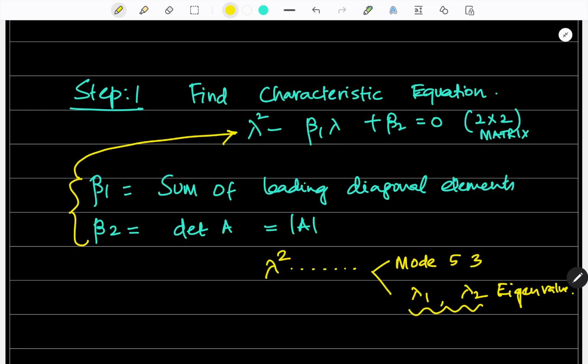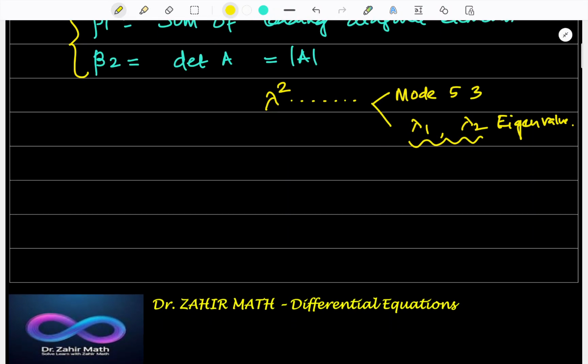Again, I'll repeat. First step is you need to find the characteristic equation. What is the characteristic equation for a 2 by 2 matrix? Lambda square minus beta 1 lambda plus beta 2 is equal to 0. What is beta 1? Sum of leading diagonal elements. What is beta 2? Determinant of A. After finding beta 1 and beta 2, put them in the equation. Then you will get a quadratic equation in lambda. After that, you go to the calculator, mode 5, 3. Then you solve it and you will get two values in the calculator. Those values are called eigenvalues.